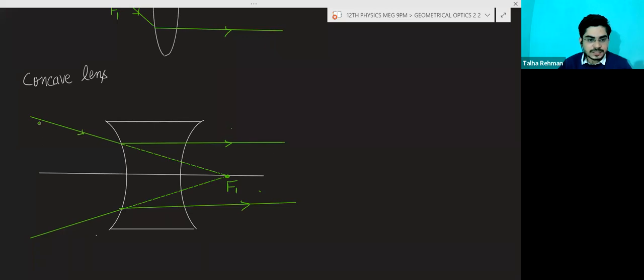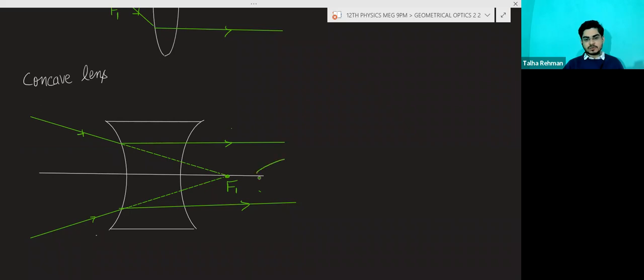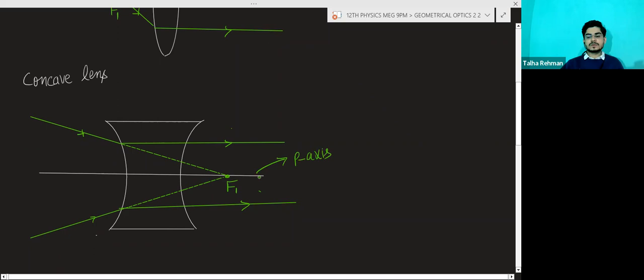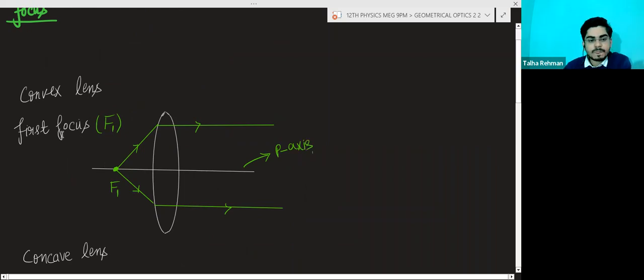So these rays are just going towards a point. After refraction through the lens they become parallel to the principal axis. This is the principal axis. This is the first focus.